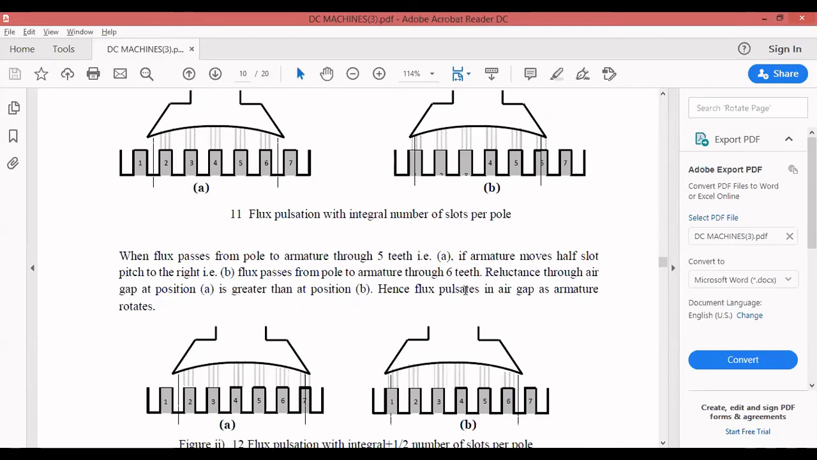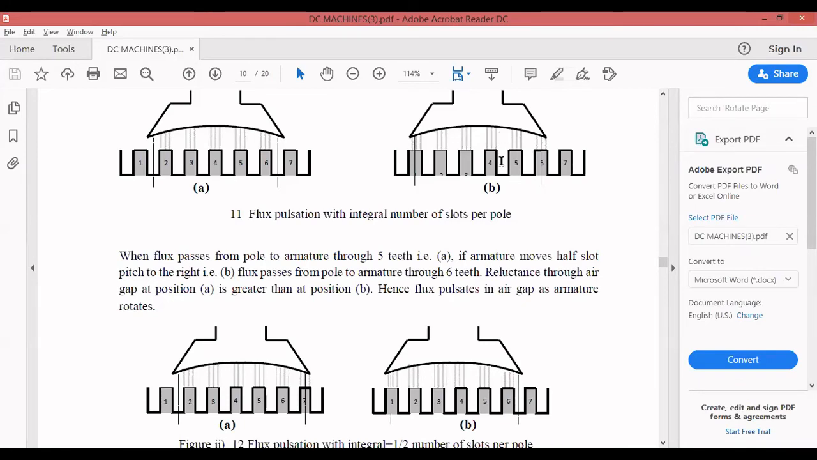So the reluctance through the air gap at position A is greater than at position B. What is meant by reluctance? Reluctance is nothing but the opposition to the flow of flux. So if the flux passing through the armature comes under the 5th, the reluctance will be more compared to the flux passing through the 16th.